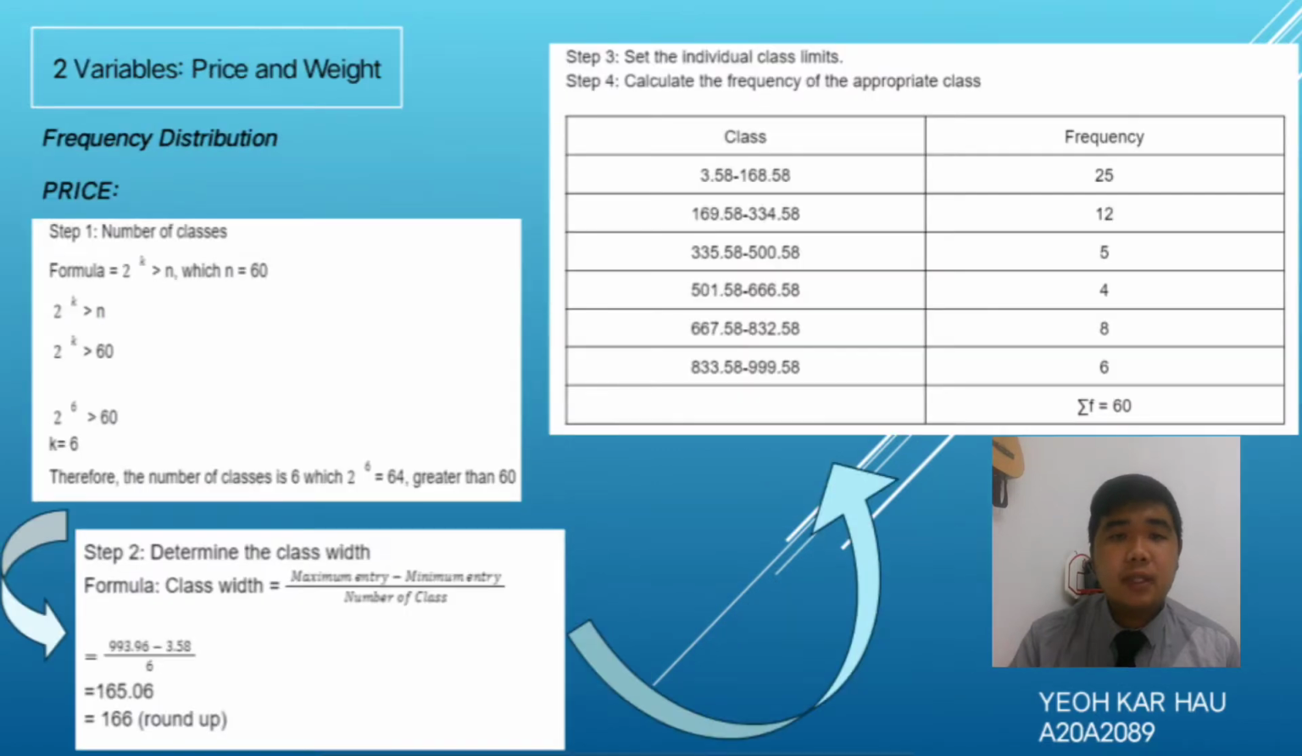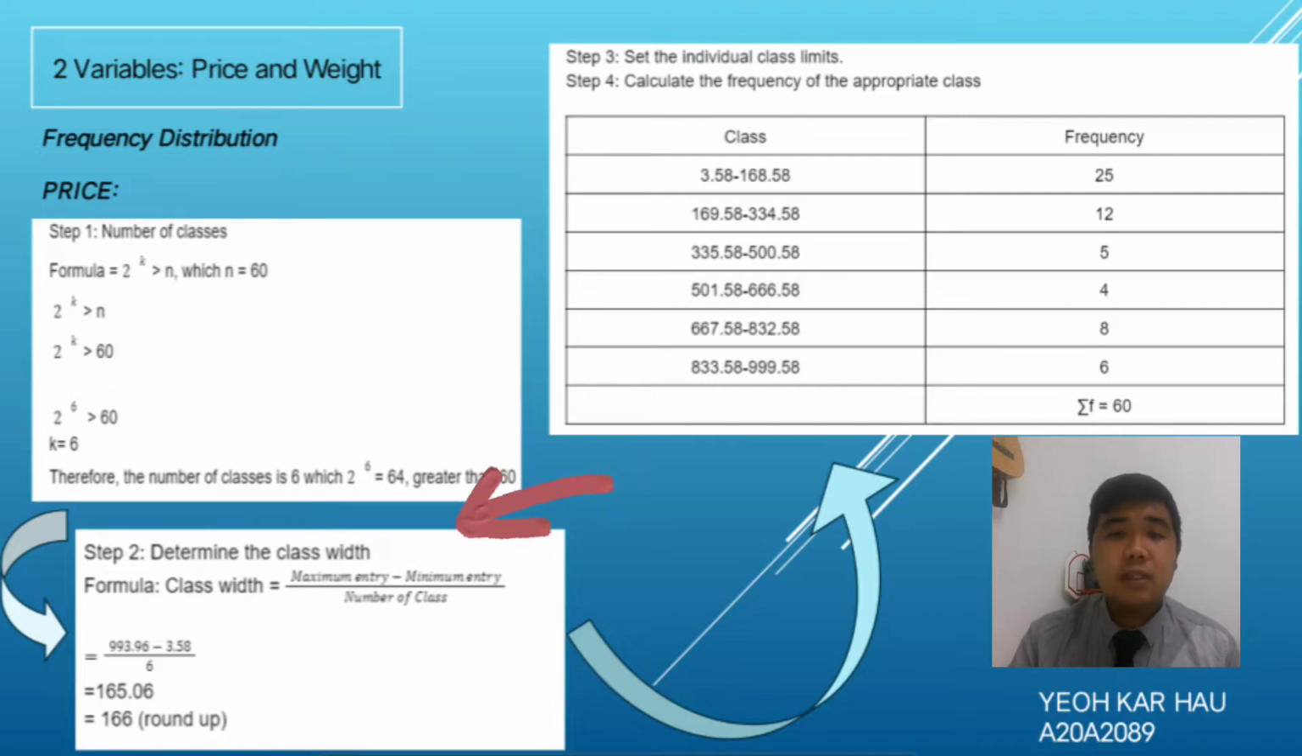Then we describe the data using 3 types of table. First is frequency distribution for price. Our data is grouped data because it is produced whenever observations are sorted into classes of more than one value. The first step is to calculate the number of classes. We use the formula 2 to the power of k greater than n. N is our sample size, which is 60. So 2 to the power of 6 is equal to 64, which is greater than 60. So the number of classes is 6.